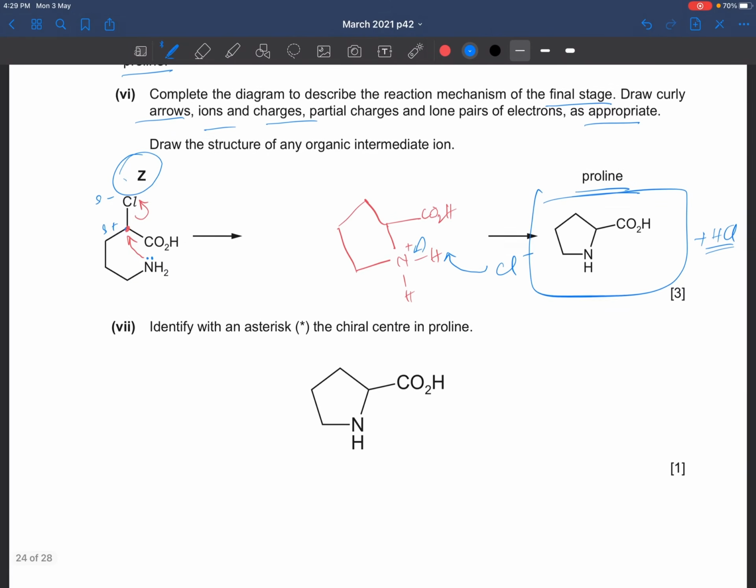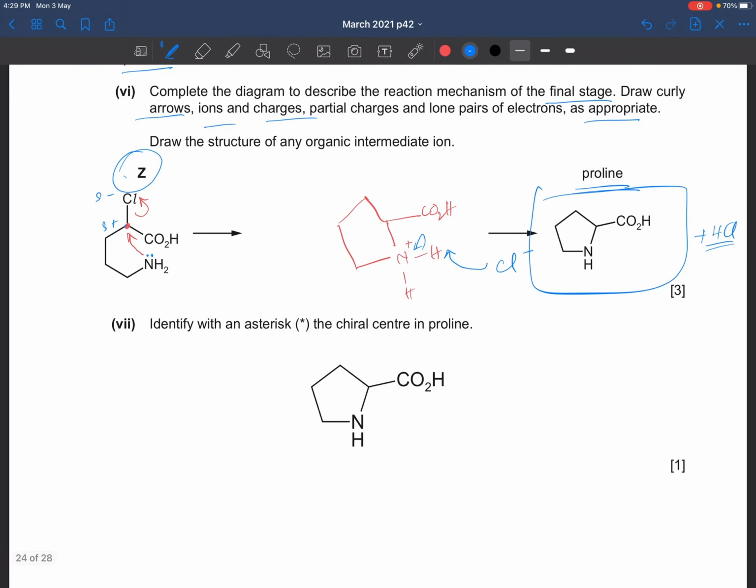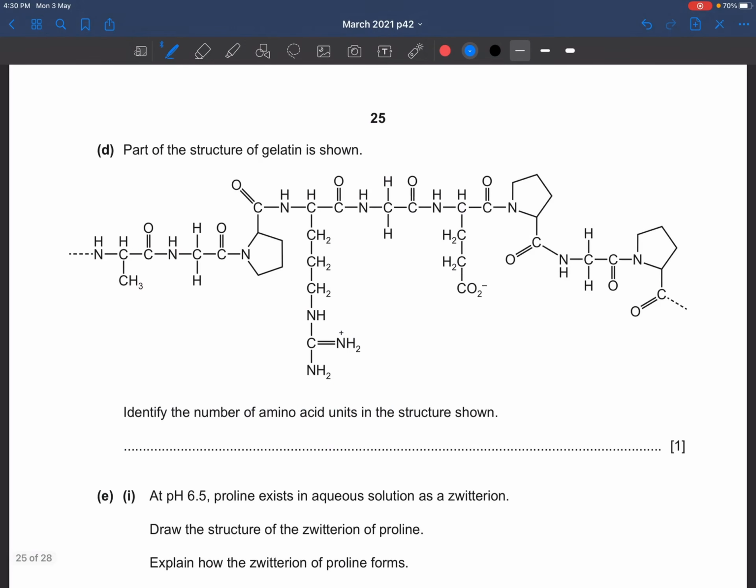Now identify with an asterisk the chiral center in the proline. So this is the chiral center because this is attached to COOH, NH, this whole ring, and H. Now the next part is, part of the structure of gelatin is shown. This is the structure of gelatin. Identify the number of amino acid units in the structure shown. We just have to give the number of amino acids.